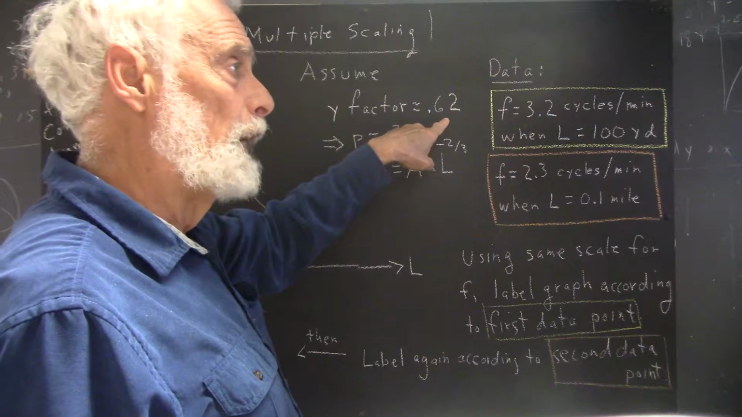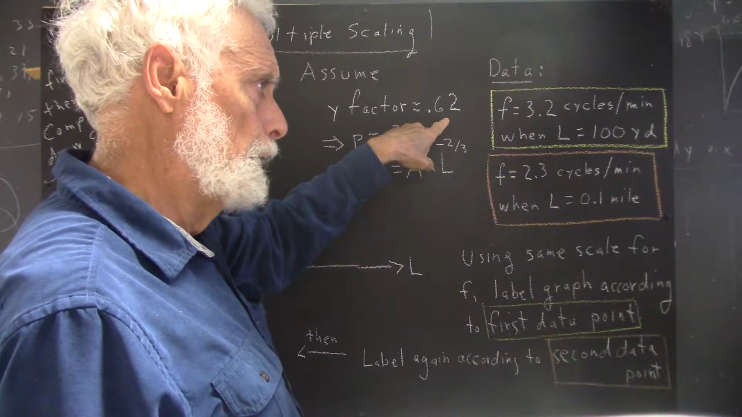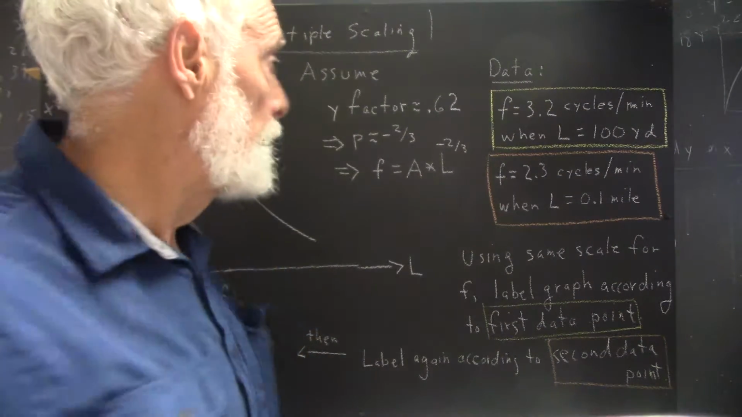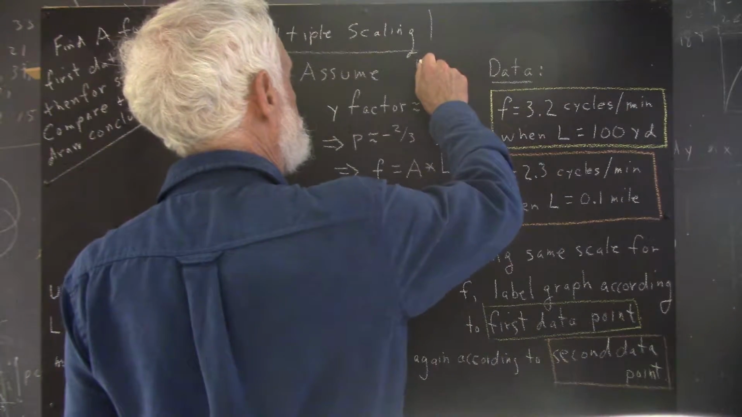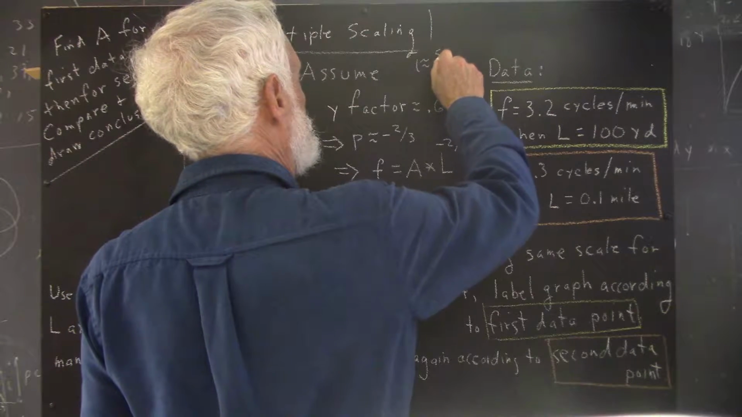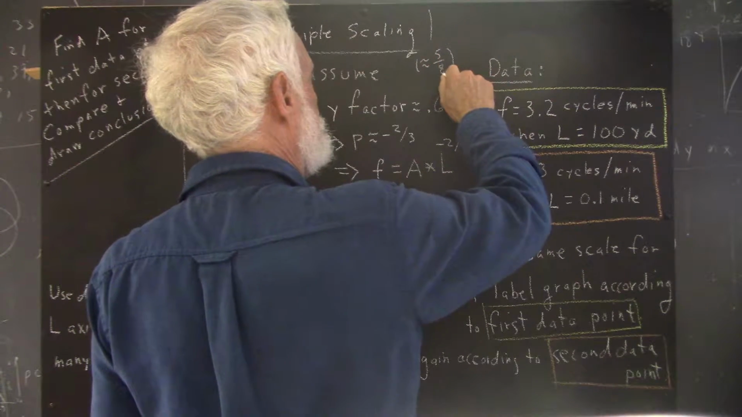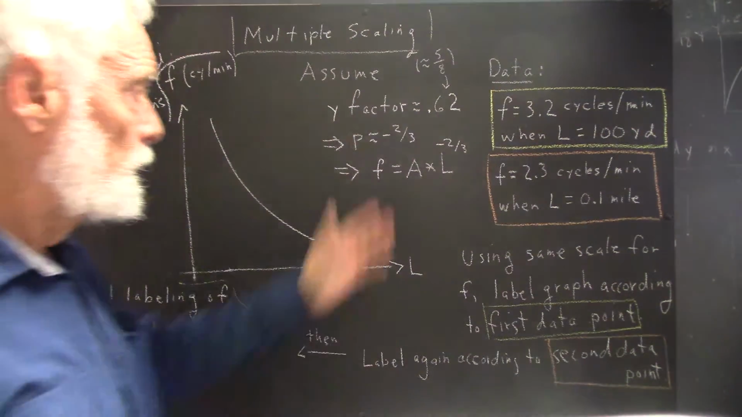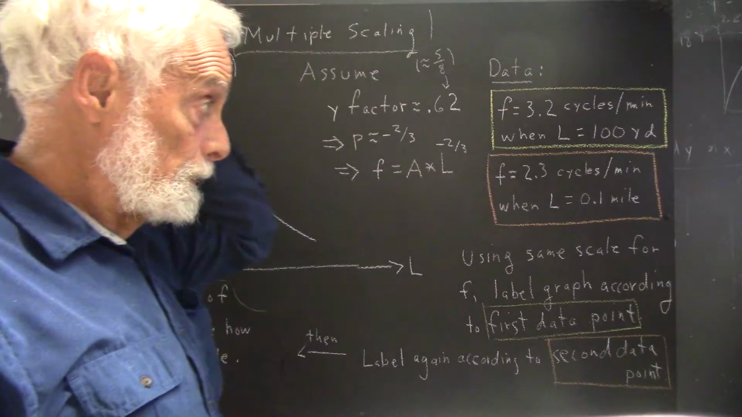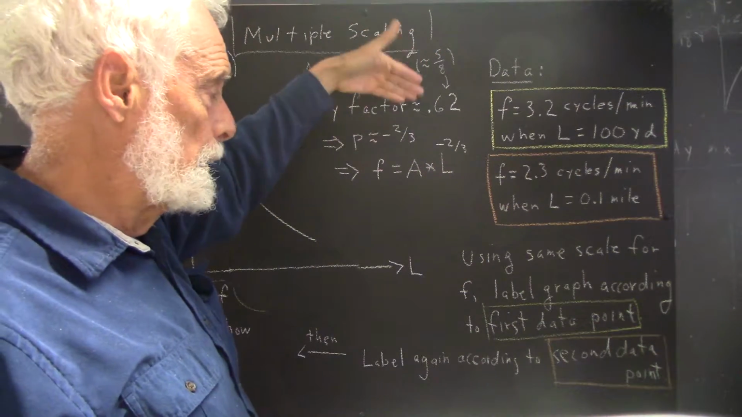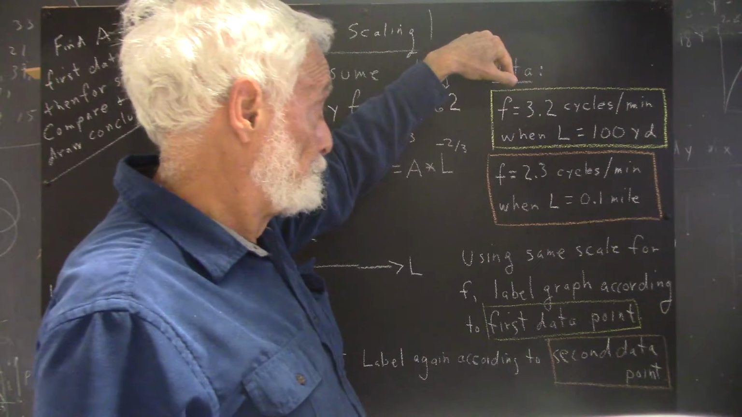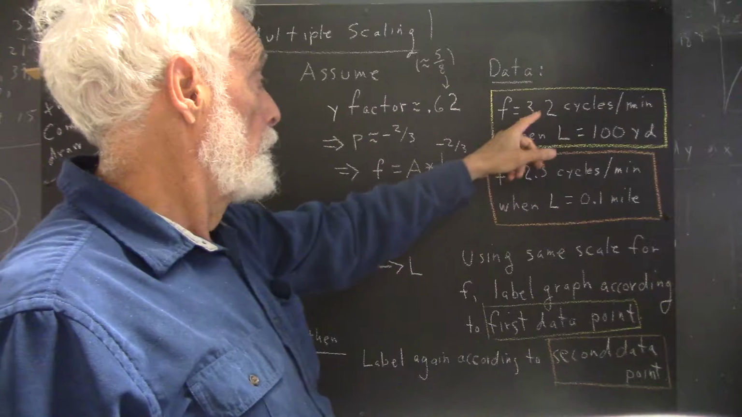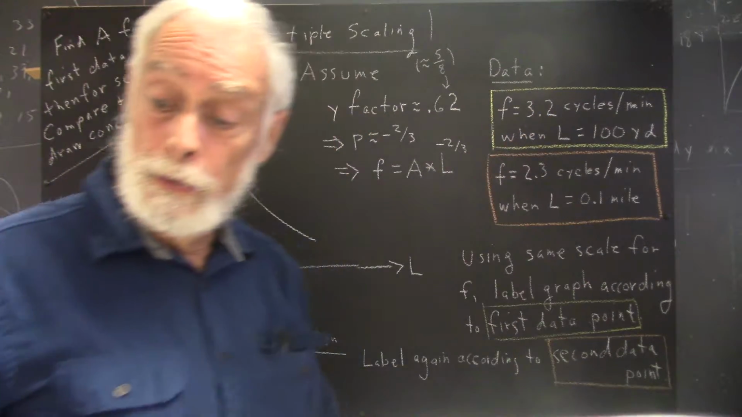0.62 is pretty close to 5/8, and 5/8 is something you can actually construct. So let me just say that's about 5/8. Okay, so that might be helpful, and for a reference graph that would be close enough. First thing I want you to do is locate this first data point on the graph.